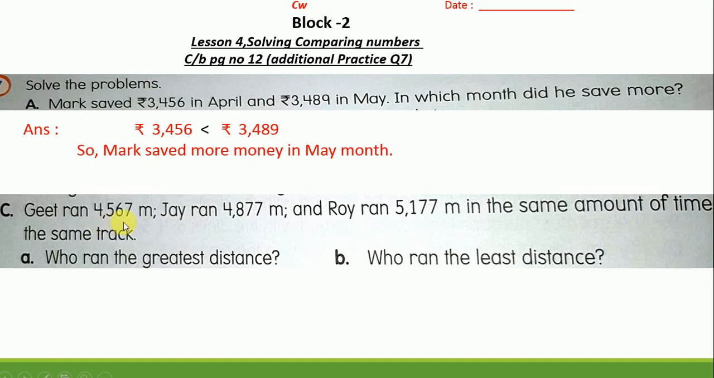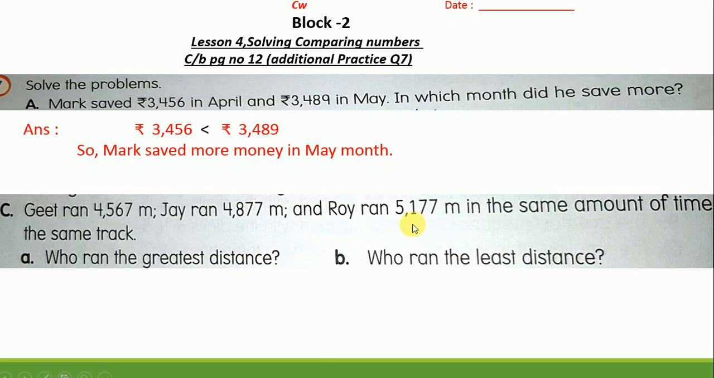So among these three numbers, we have to find the greatest number. Find which is the greatest number, 4567, or 4877 is greater, or 5177 is greater. Compare all these three numbers. Compare from the thousands place. The first number has 4 in the thousands, and the second number has 4 in the thousands. The third number has 5 in the thousands place. So which is the greater number? 4 or 5, which is greater? Yes, 5 is the greatest number, right?